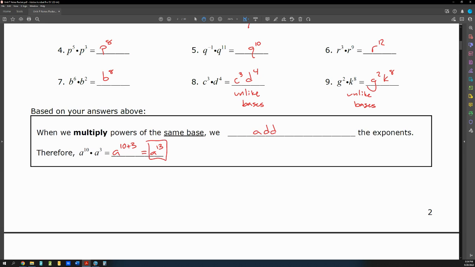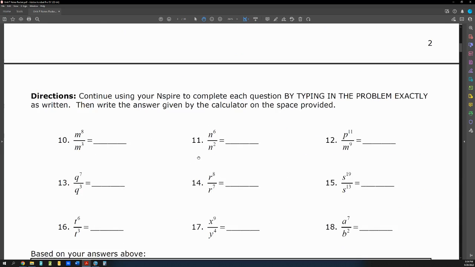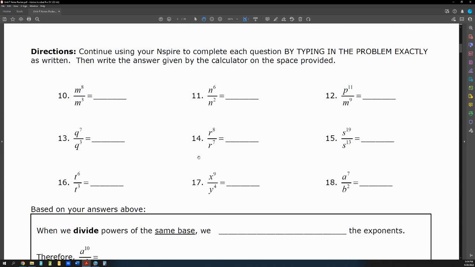Okay, let's try a few more. On the next page, again, go ahead and just use your Inspire for this one, even if you've seen it before.